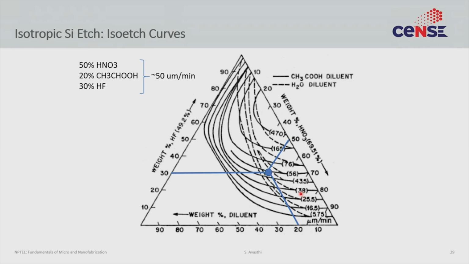And this is true of all compositions. With water, you are getting lower etching rates. With acetic acid, you are getting higher etching rates. So that is the great advantage of using acetic acid as the diluent.